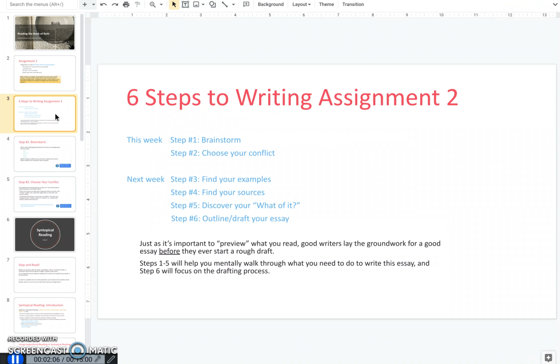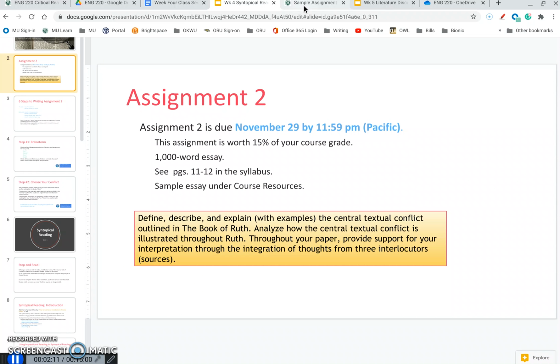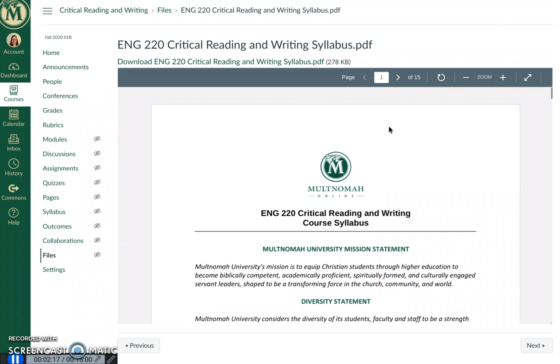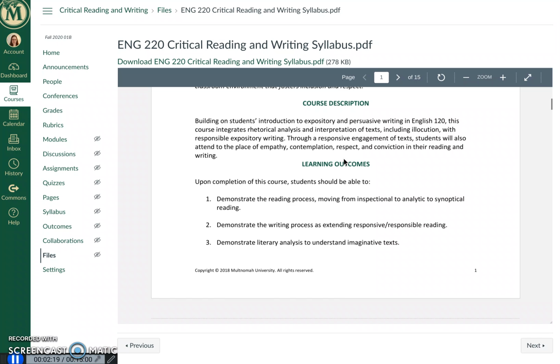All right, so for assignment 2, actually before I move on, I want to explain how this assignment is matching up with our learning objectives for this course. All right, so in our syllabus, at the bottom of page 1, we have some learning outcomes. All right, and the first is to demonstrate the reading process moving from inspectional to analytic to syntopical reading. Okay, and that's a typo right there. So this week we're covering syntopical reading, and this is the type of reading that you use when doing research. It's when you read more than one source on a topic and you're comparing how these sources interact with each other and what they're all saying on this topic.